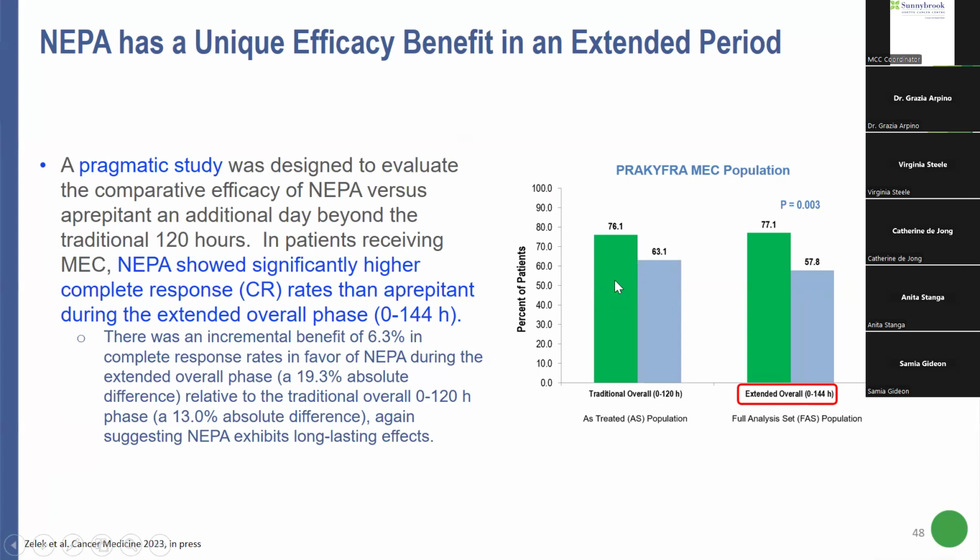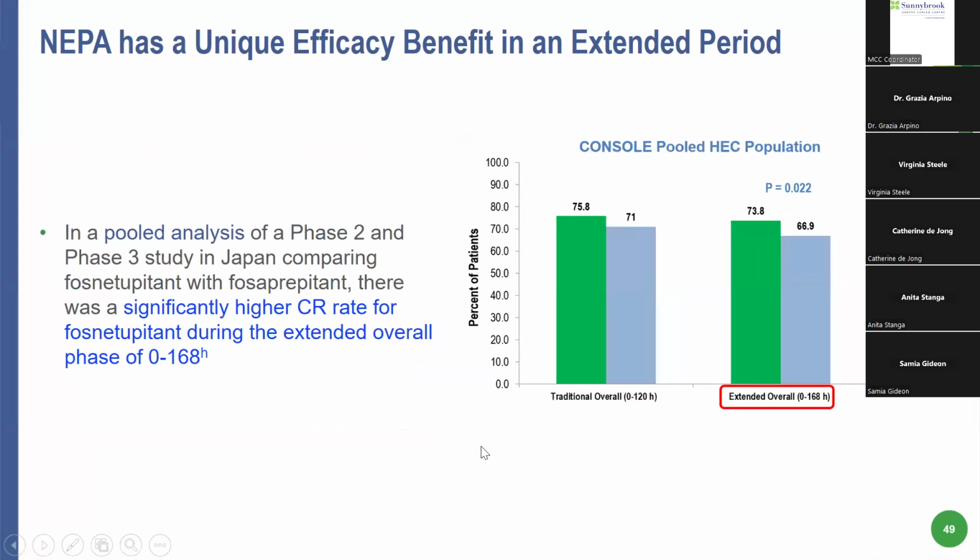And again, NEPA works better than aprepitant and ondansetron in the early phase, and importantly, even in the later phase, giving us a clear idea of the way this drug may work well for the kind of delayed nausea we're observing in ADC patients. See, in this extended overall observation, there is almost a 19% absolute difference between the 2 compounds. So it has a more active antiemetic activity compared to aprepitant.